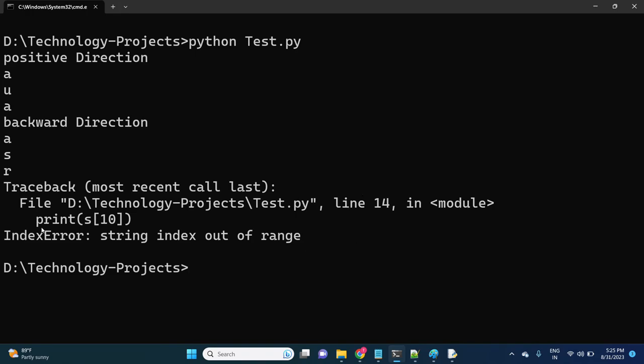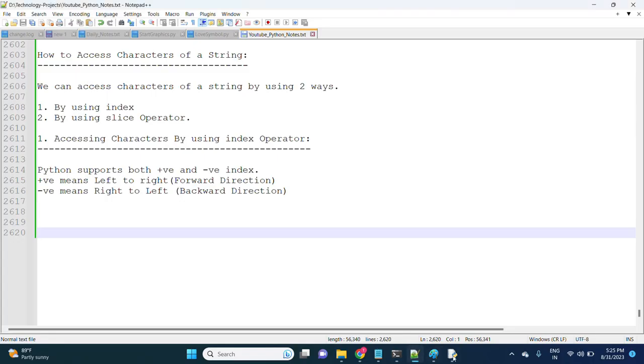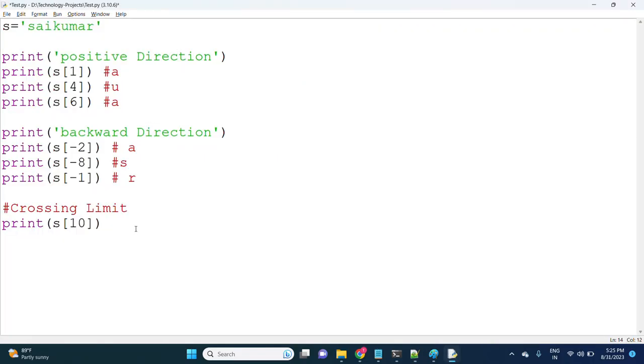If you observe here, it says IndexError: string index out of range. You are accessing s of 10, which is not there. That is why it says string index out of range. It crossed the limit.